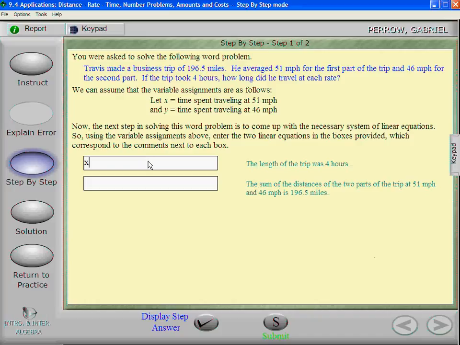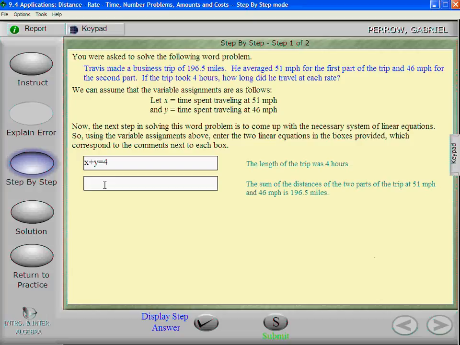So what I was getting at is x plus y equals 4, where x is the time spent traveling at 51 miles per hour, and y is the time spent traveling at 46 miles per hour. And then from there, think about what they're asking you to do. You've got these respective rates with these unknown times, and the total distance is 196.5 miles.